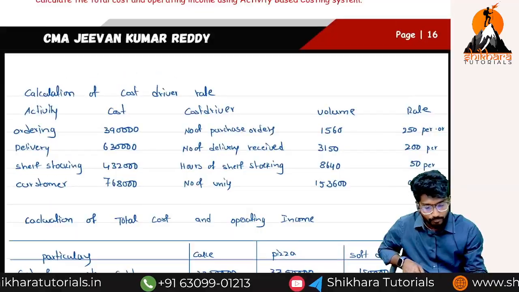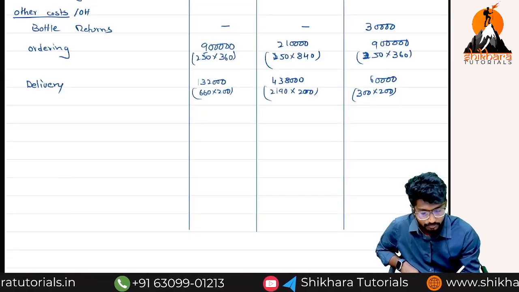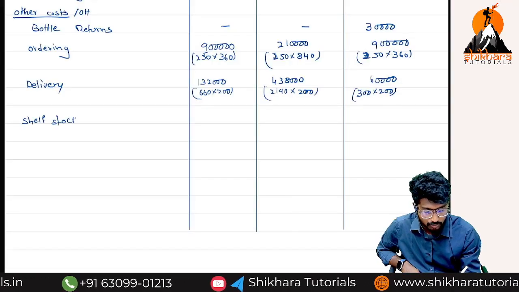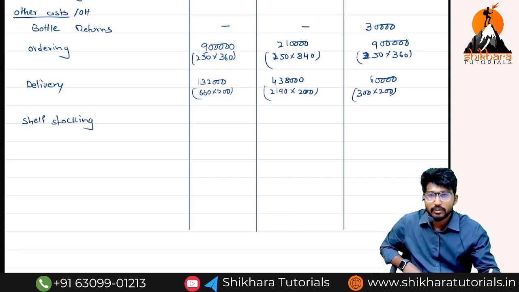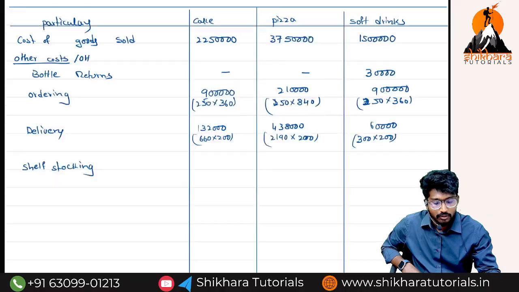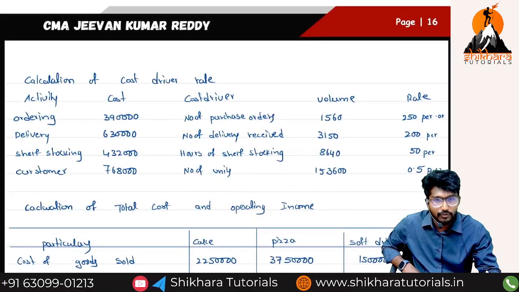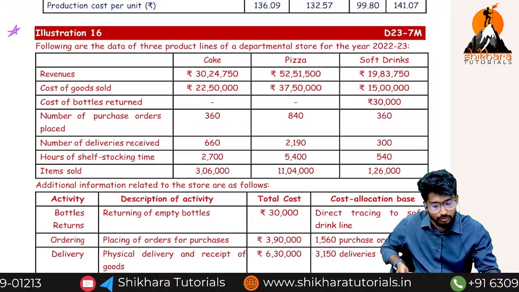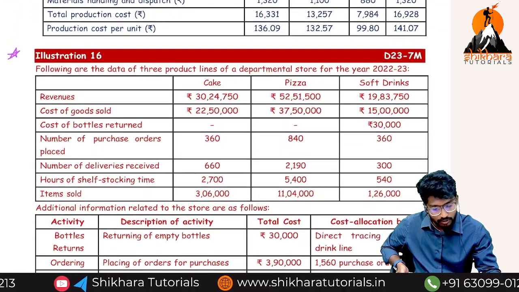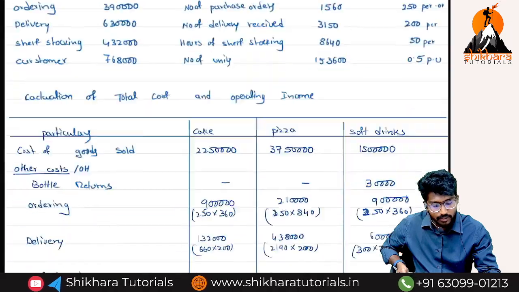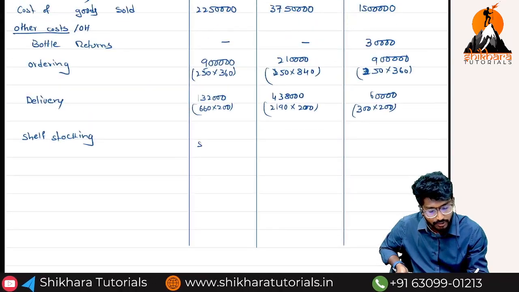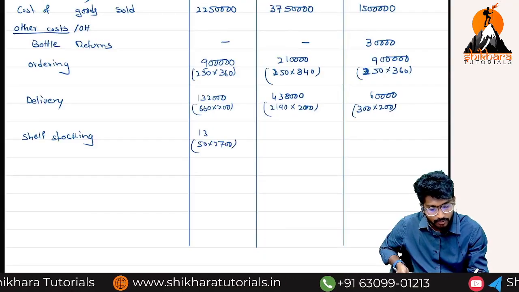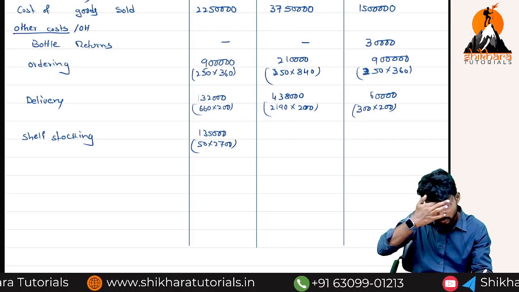Next, self stocking. Next one is self stocking. For self stocking, what is the amount? 50 rupees per hour. Now, cake consumed. What is the storage time of cake? 2700 hours. That is 50 into 2700, 1,35,000.